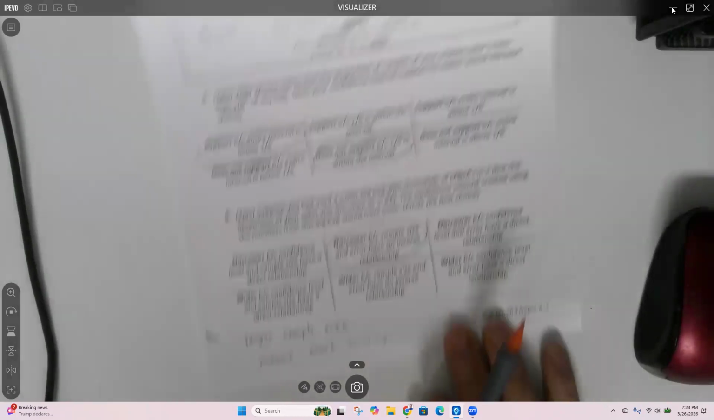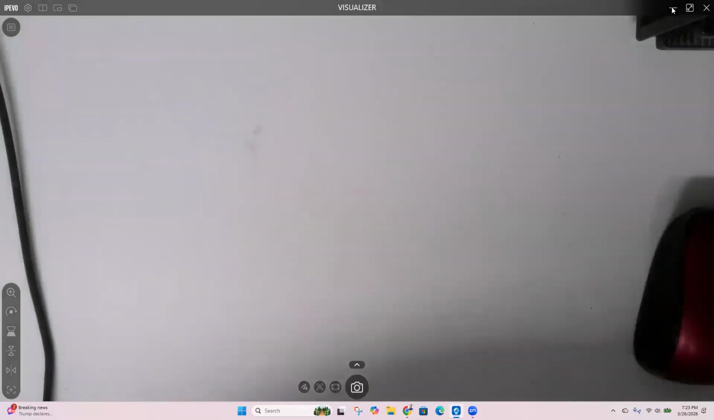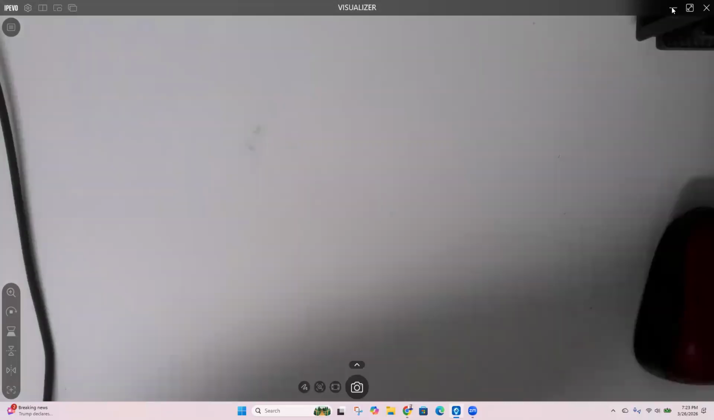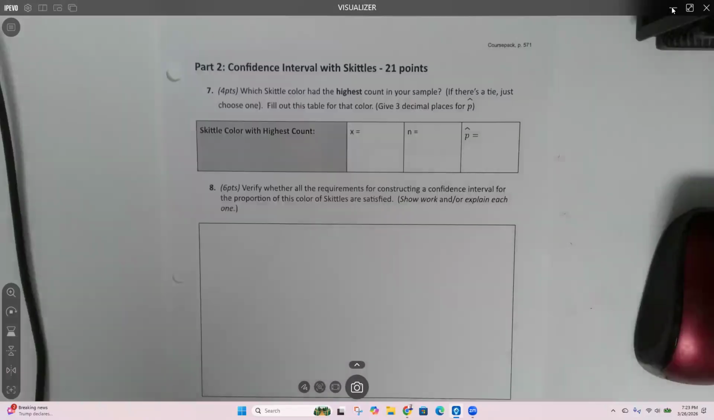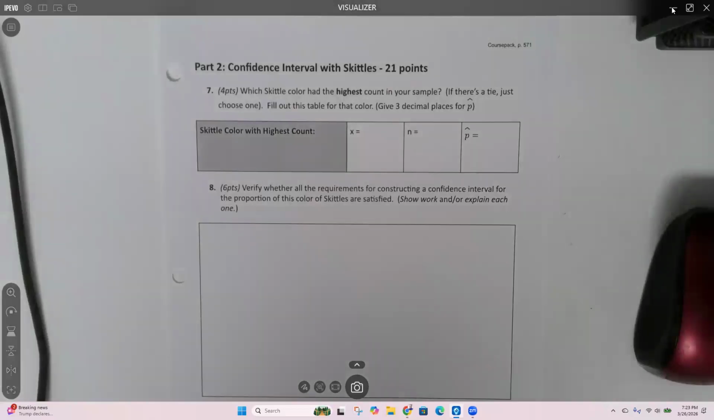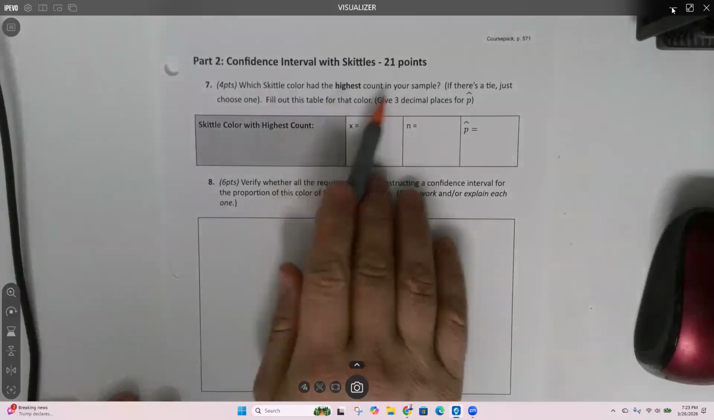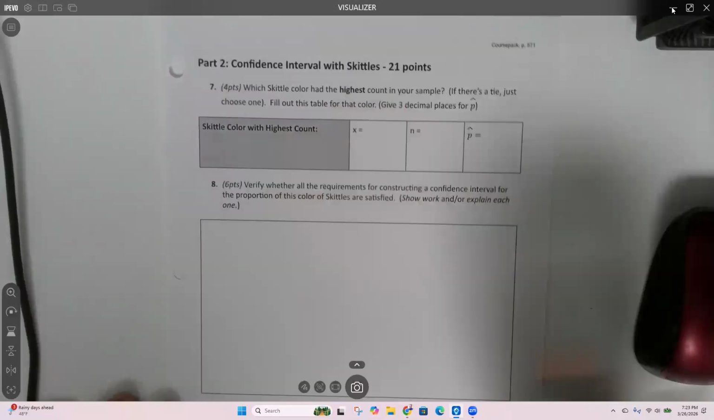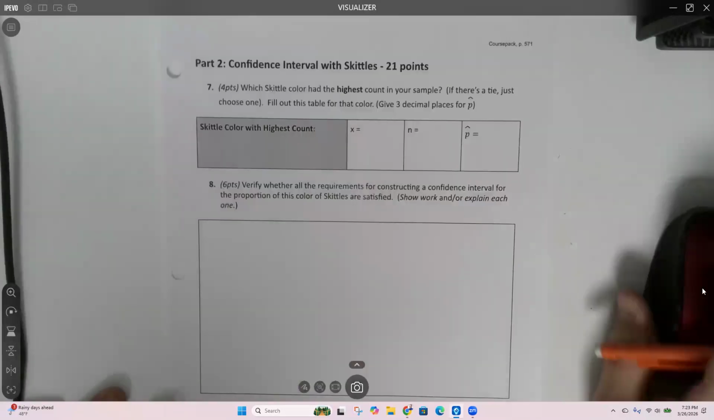Let's move on to Skittles. Page 571, we're going to talk about Skittles now. But the steps are going to be very similar. Okay, so practice, rinse, repeat. Which Skittle color had the highest now? So this time we're going to switch to highest count. Still, if there's a tie, just choose one.